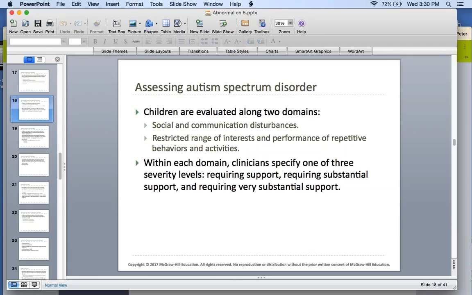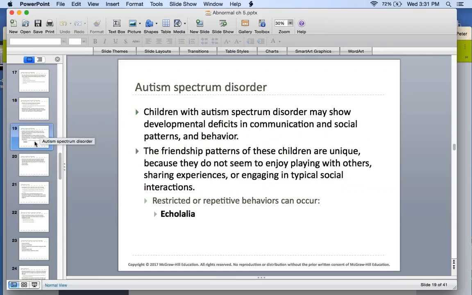Okay? Within each domain, the clinician specifies one of three severity levels. We say that that child is requiring support, is requiring substantial support, or is requiring very substantial support, meaning this child will probably never be able to live on their own.